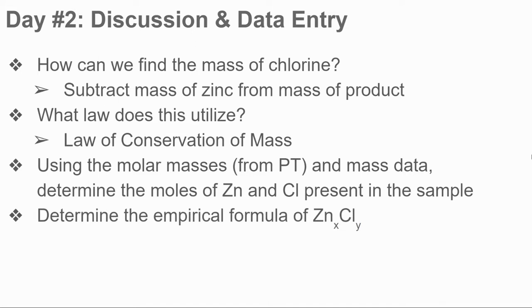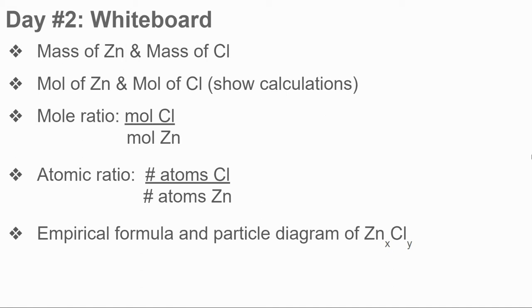So once we have the moles of zinc and moles of chlorine, then we're going to find the empirical formula of zinc chloride. We'll post that data on our Google form. And if we have time to do a whiteboard, these are the things that we will discuss. The mass of the zinc and the mass of the chlorine, show the calculations for the moles of each, show your calculation for the mole ratio of moles of chlorine over moles of zinc, and then finally the atomic ratio of the number of atoms of chlorine to number of atoms of zinc, and then you would write down your empirical formula and particle diagram for zinc chloride, and this will all be very helpful for your lab because you will be turning in your lab report.